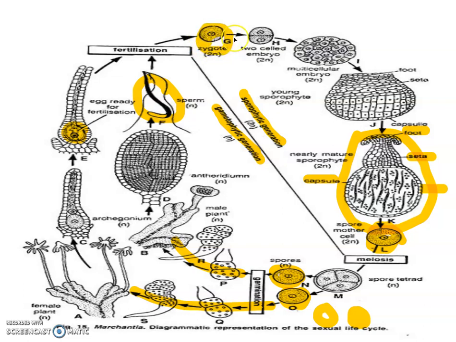These zygotes develop into sporophytes, and these sporophytes divide meiotically and produce spores, and these spores again germinate and form male and female Marchantia. So the cycle repeats. This is called the life cycle of Marchantia.